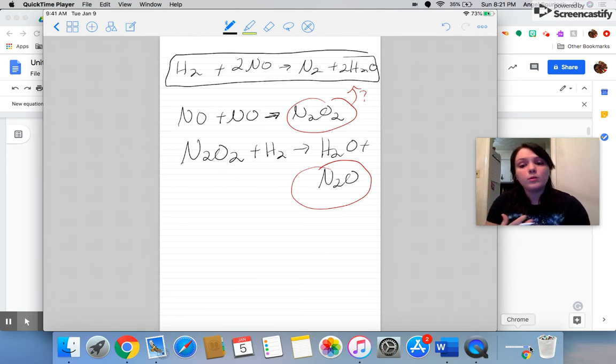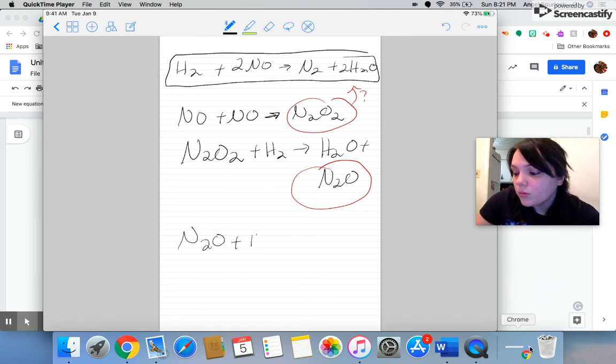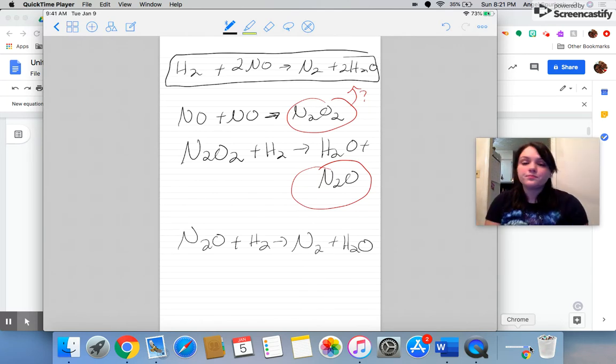It was formed by the second step of this reaction, and it's going to be used up, and we are not going to see it in our final products. Okay. Finally, that N2O is going to react with some more hydrogen gas, and we're going to be left with our nitrogen and our water, just like we expected to. But we couldn't have gotten that nitrogen and water without those other 2 steps happening. Okay. So a complex reaction occurs in several steps, and it produces intermediate compounds, which are immediately used up. We do not see them as products.